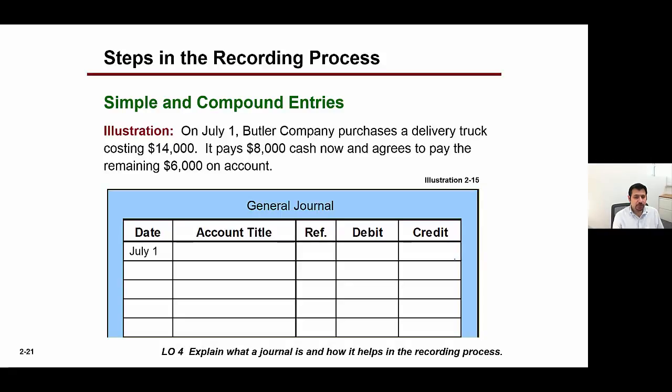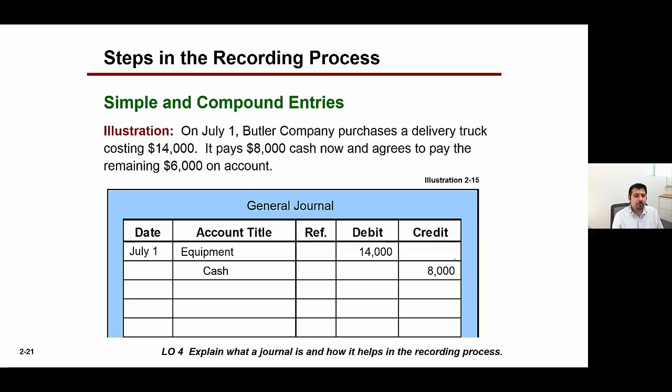And how do we make the journal entry? Once again, we have the date, it was on July 1st. The account name is equipment, because equipment has increased. We debit equipment 14,000. What happened to cash? Cash has decreased by 8,000. The company paid in cash, so cash has decreased 8,000, and when assets decrease, we credit the account. So we credit cash. As you see, we have also indented cash to the right to show that this is the credit account.